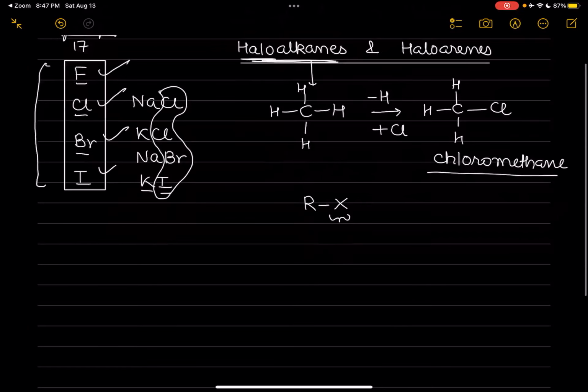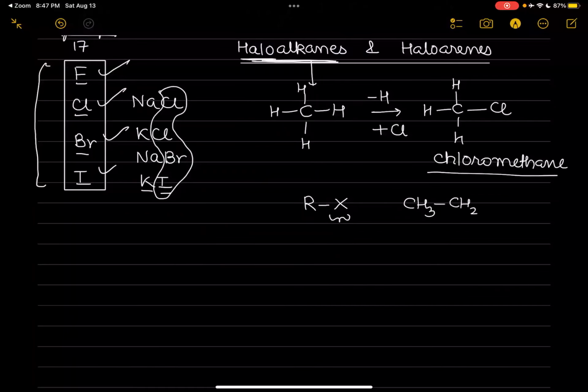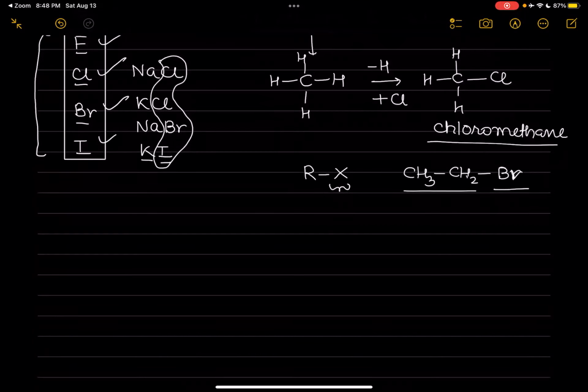Correct? So another example of a haloalkane is this one. There is an alkyl group and there is a halogen atom attached to the alkyl group. This is another haloalkane which is larger in size compared to chloromethane. So what's going to be the name of this? Can you try? Or both of us can try. This is bromine, and it is known as bromo.